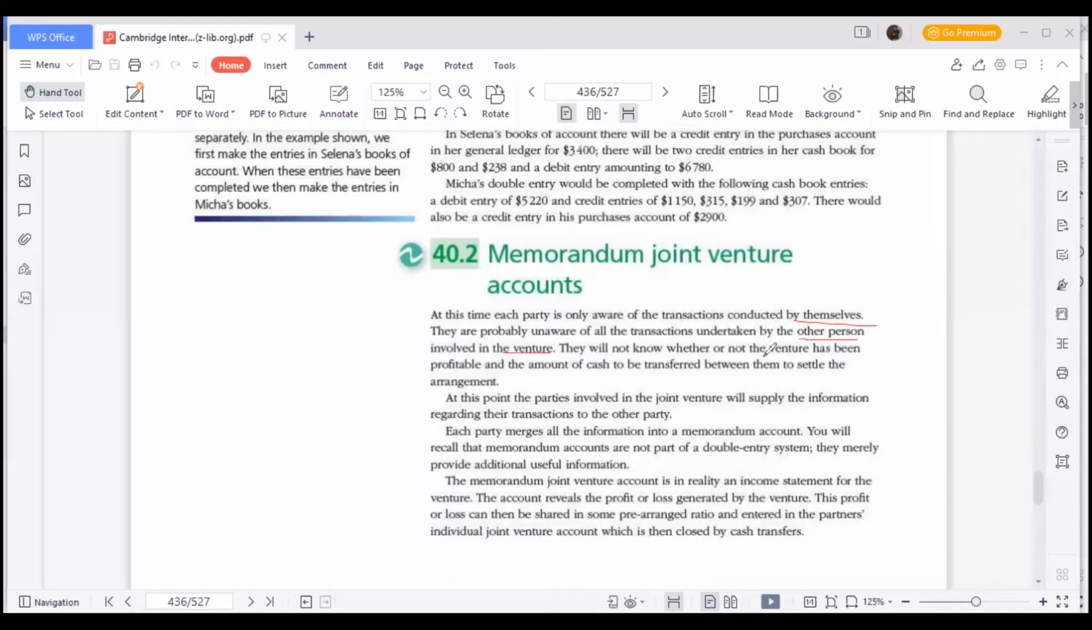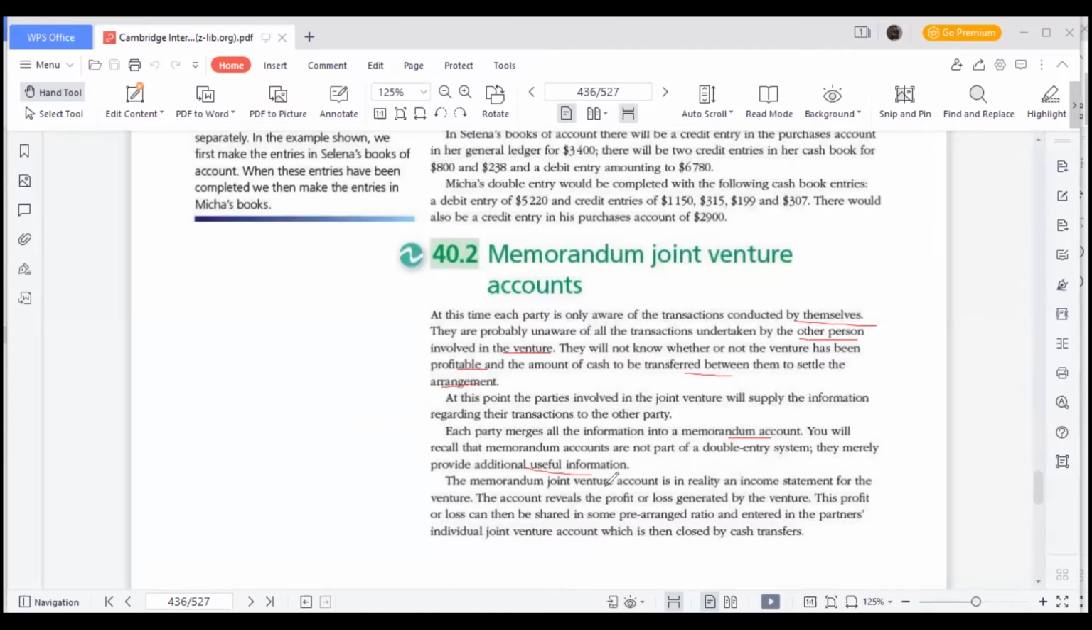They will not know whether or not the venture has been profitable and the amount of cash to be transferred between them to settle their arrangement. At this point, the parties involved in the joint venture will supply the information regarding their transaction to the other party. Each party merges all the information into a memorandum account. You will recall the memorandum accounts are not part of the double entry system. They merely provide additional useful information.